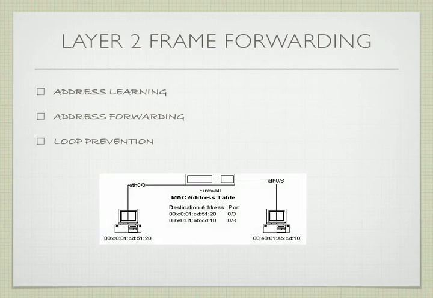So this is our basic diagram of our layer 2 network. We have 2 ports, Ethernet 0/0 and Ethernet 0/8. We have 2 computers attached to those ports with MAC addresses ending in 5120 and CD10. And because of the various traffic that's occurring on our network, our firewall has built an address table knowing that those MAC addresses are attached to those ports. So in the event that the computer at 5120 wants to communicate with the computer at CD10, the firewall is able to directly forward and establish the switching between those 2 ports.